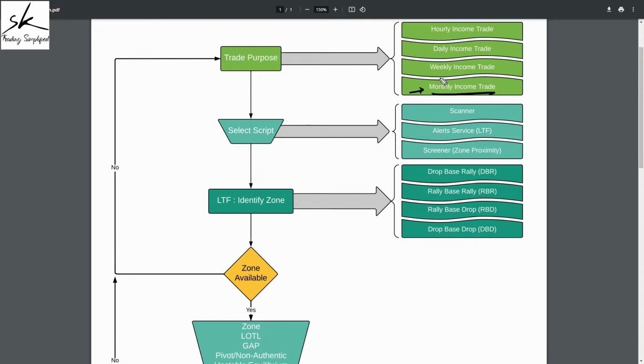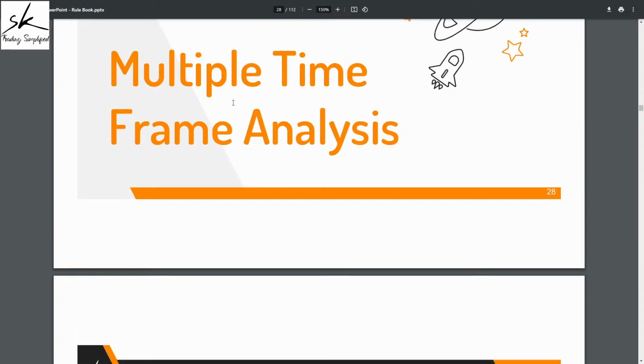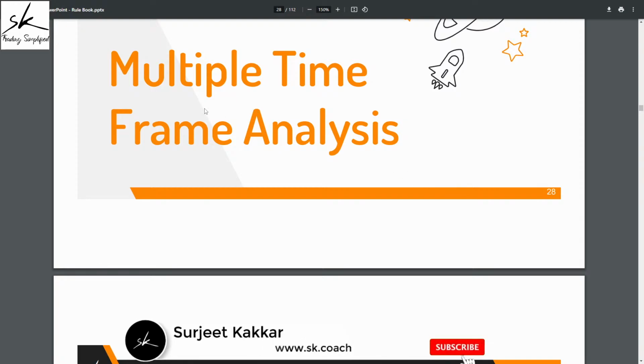and let's assume I opted that I want to plan monthly income trades. Now, once I have selected my purpose of trade, from the rule book I'll get to know what time frames I should be using. So if you go to your rule book page number 28, we start with the topic of multiple time frame analysis, because demand supply is not based on a single time frame. Demand supply is based on multiple time frame analysis.